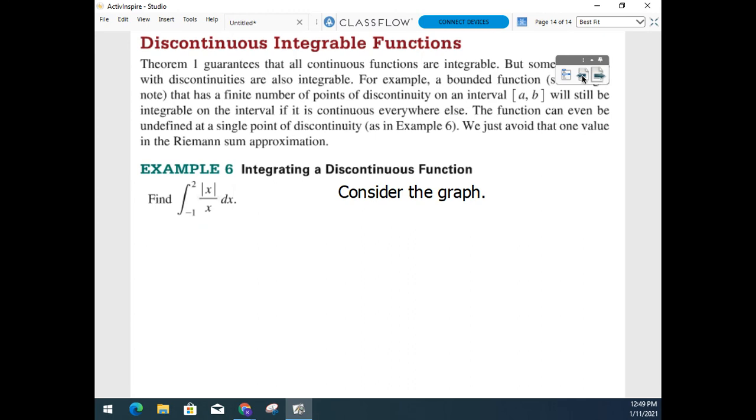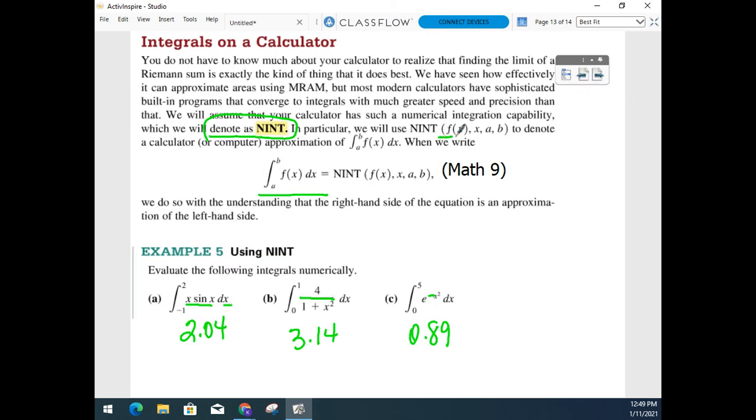Oh, one thing I'll point out, this used to be what you'd get for nint, and since they upgraded the operating system, it's so much nicer because it actually looks like your integral.